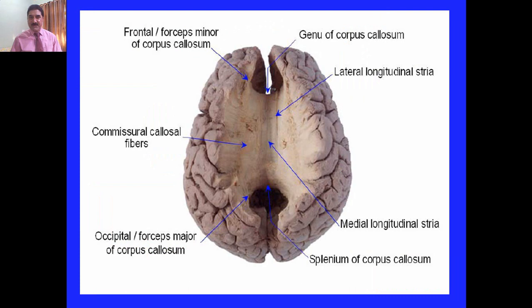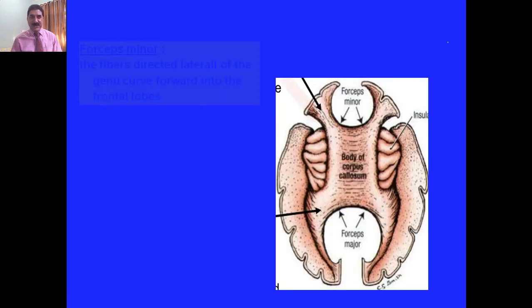Now if we see this corpus callosum in a horizontal section, genu appears anteriorly at the anterior end, and posteriorly we have splenium. Extensions from corpus callosum in the frontal lobe form the forceps minor, and extensions of the corpus callosum into the occipital lobe form forceps major, while the extensions of the corpus callosum into two cerebral hemispheres form commissural callosal fibers. To make things more clear, let us go to this diagram.